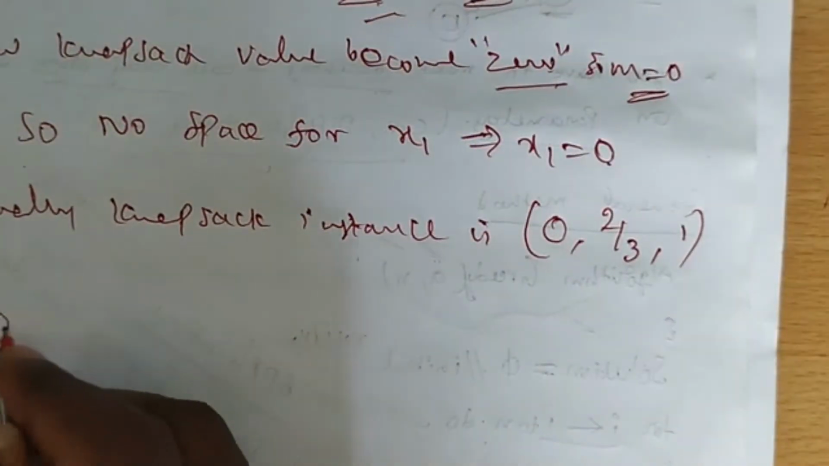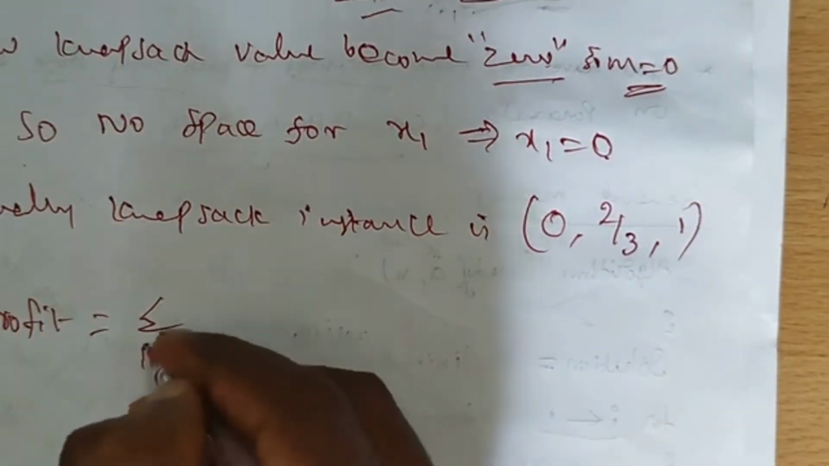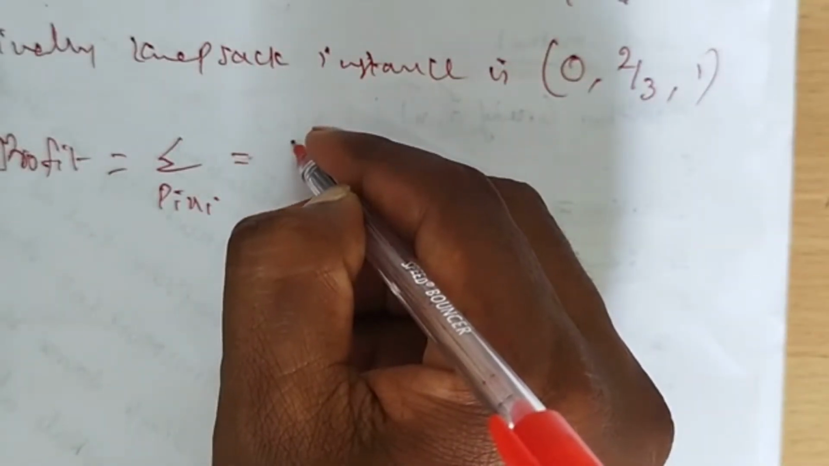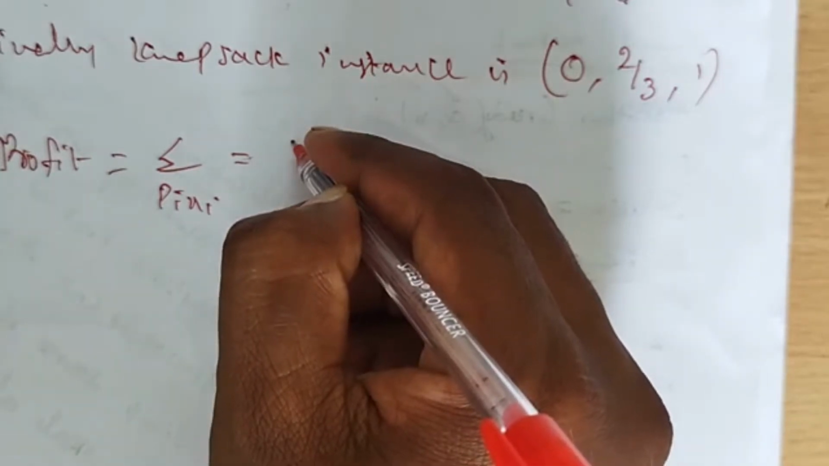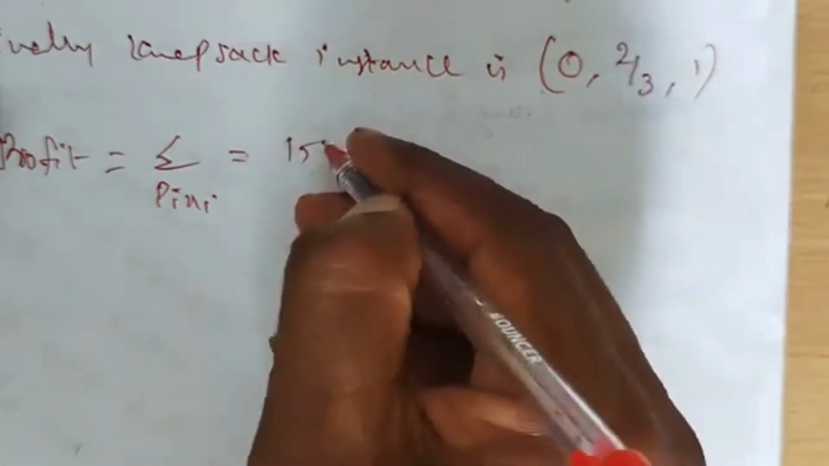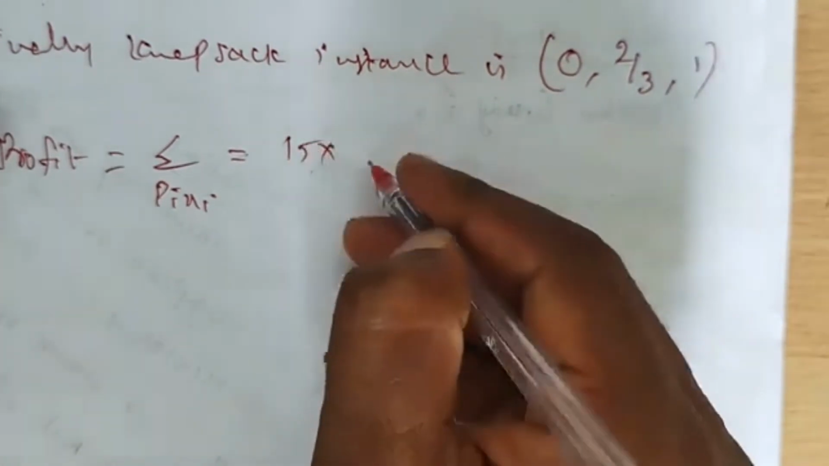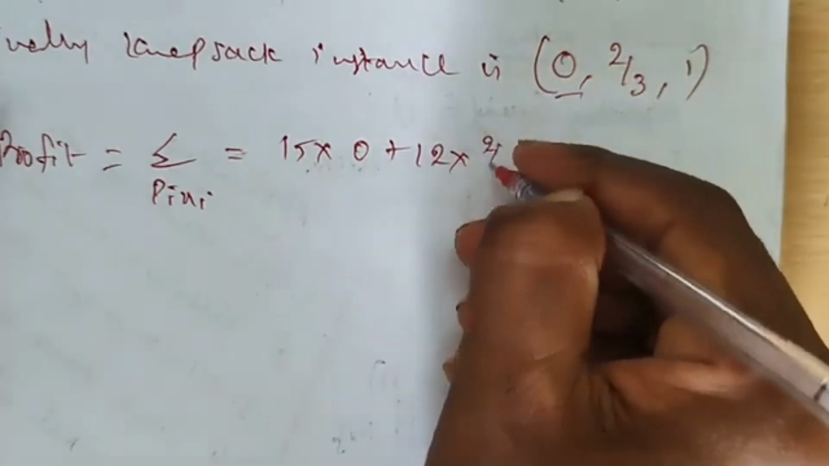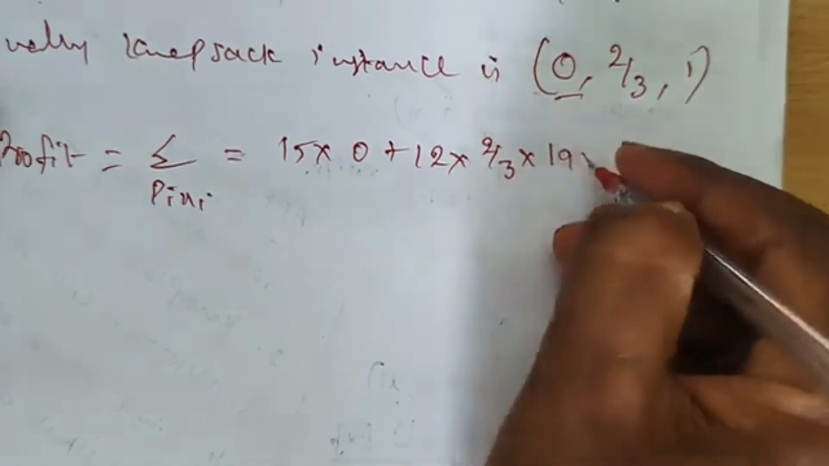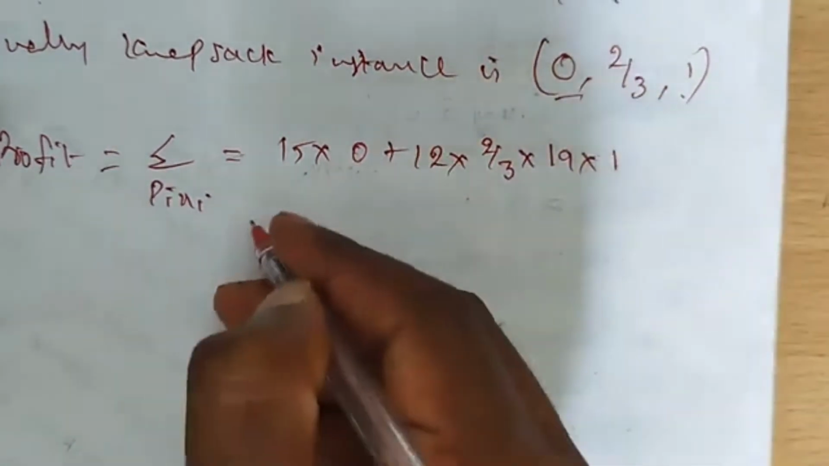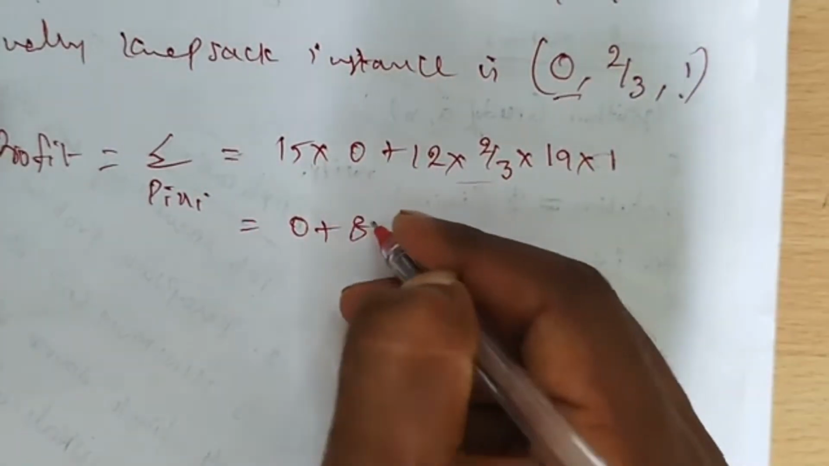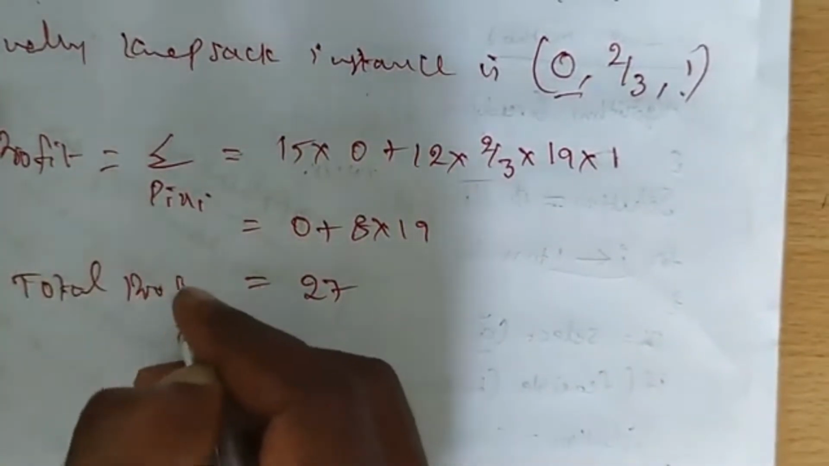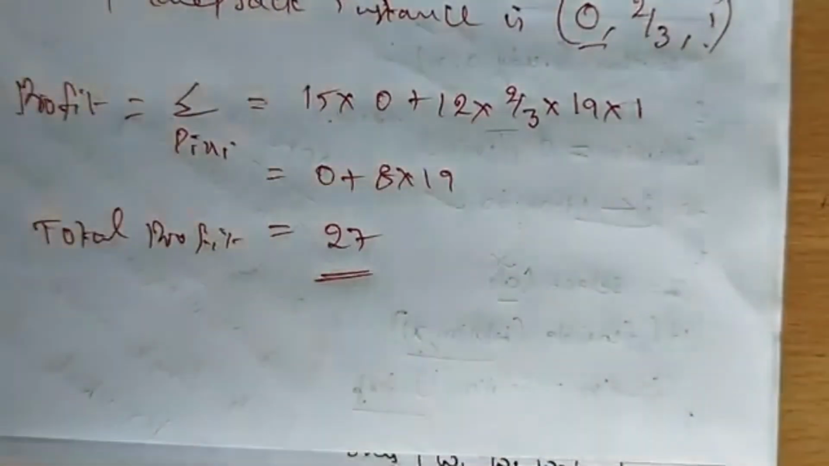Now what is the profit we have to calculate? Profit is the summation of Pi into Xi, that equals P1 into x1 plus P2 into x2 plus P3 into x3. Writing directly, P1 is 15 and the x1 value is 0, plus P2 value 12 into x2 value 2 by 3, plus P3 value 19 into the x3 value 1. So 15 into 0 plus 8 plus 19, the value here is 27. So the total profit is 27.